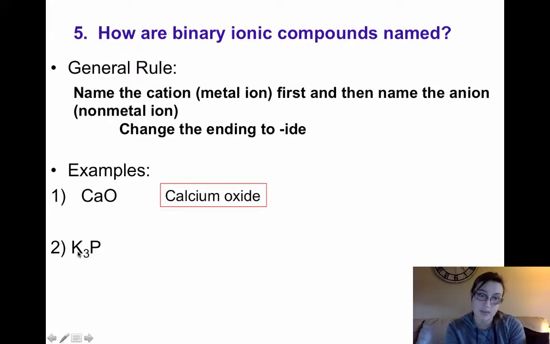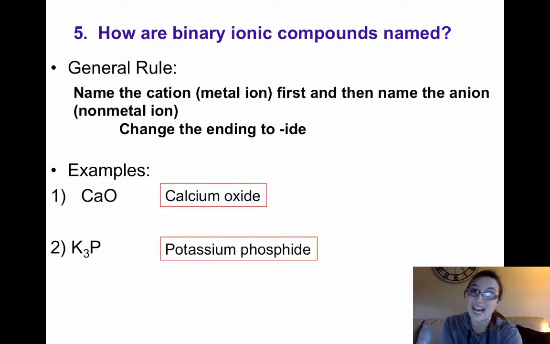So if we look at the next example, K3P. Again, you just name what comes first. K is potassium. Don't worry about the subscript down here. All we worry about is what comes first, what comes second. So potassium comes first, and then we have P. Use your periodic table. So P is phosphorus, but we have to change the ending, so it becomes potassium phosphide.